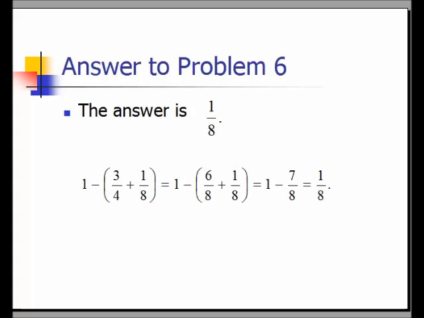The answer is 1/8. Recall we can add the probabilities of 3/4 plus 1/8, and that becomes 7/8. 1 minus 7/8 equals 1/8.